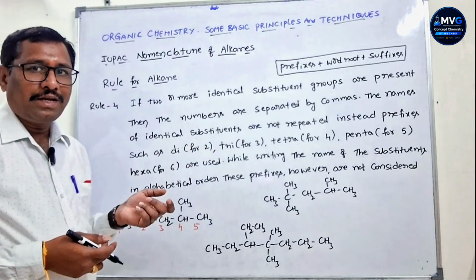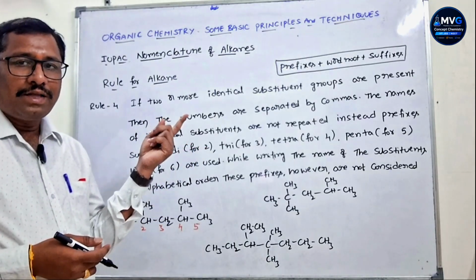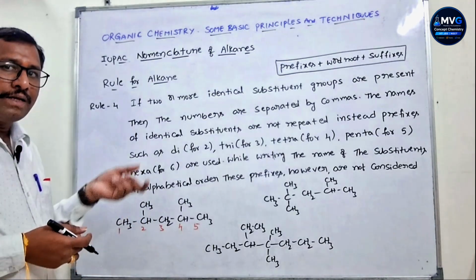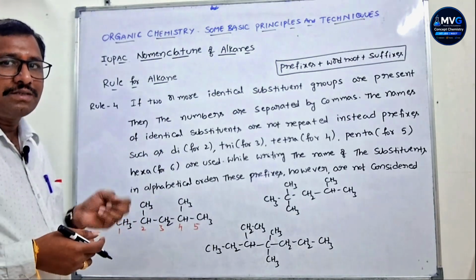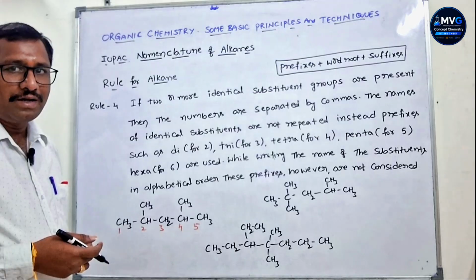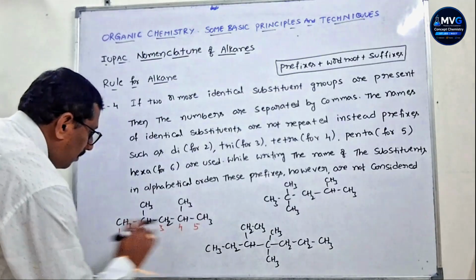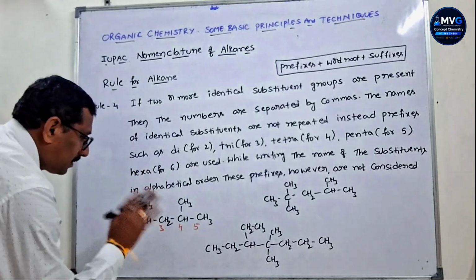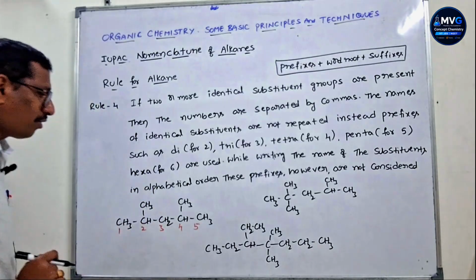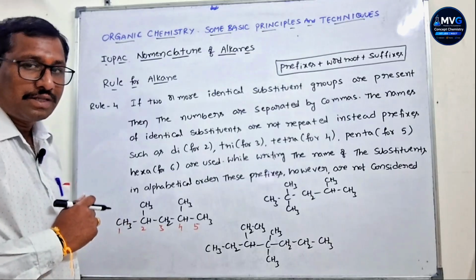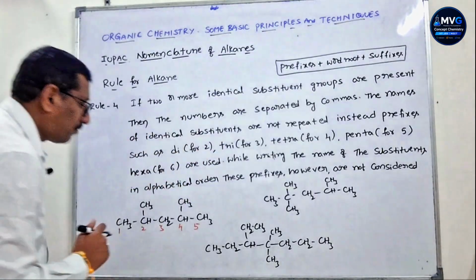While you are writing the name, we follow alphabetical order: ethyl, methyl, like that. Here also di is di, tri, tetra. These numerical prefixes we will not consider in the alphabetical order. Now, students, how to write the name for this compound? The longest carbon chain is selected. At the second position and fourth position, 2 substituents are there that are the same substituents. In that case, we will use the numerical prefix di.